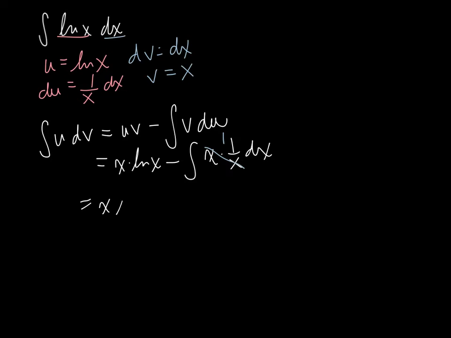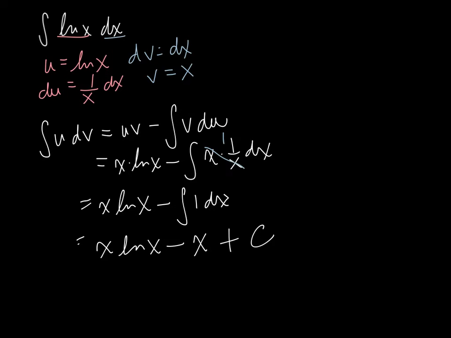So this is x ln of x minus the integral of 1 dx. So that's x ln of x minus the integral of dx, which is just x. And then, of course, plus our constant of integration. And again, you should check that the derivative of that should give us ln of x. Okay. All right, let's go on to our next one.